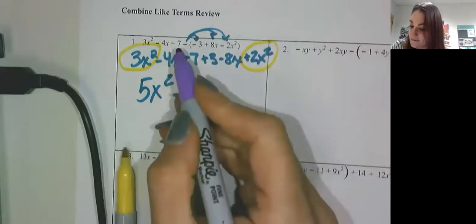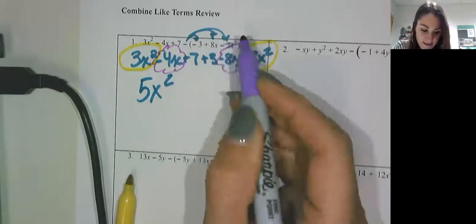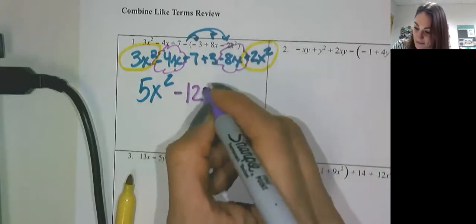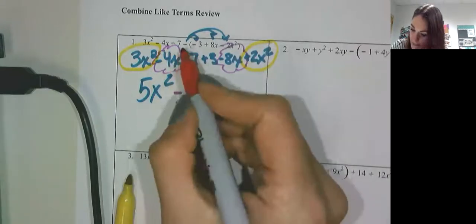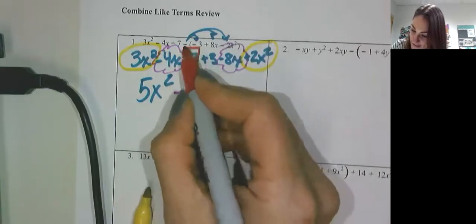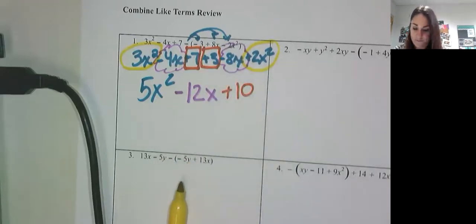Now we have this -4x and -8x. So that will give us -12x. And then finally, we have this +7 and +3. So that would be +10.